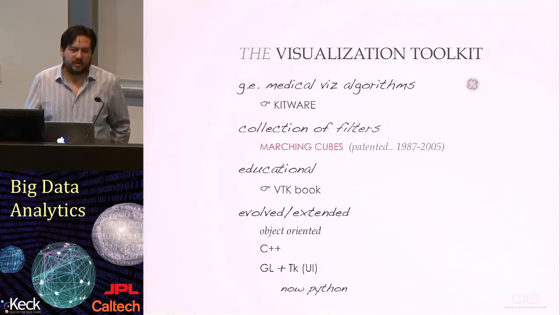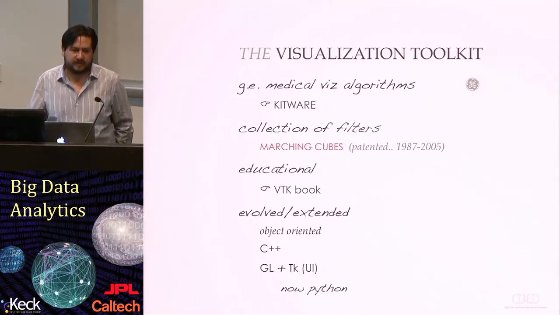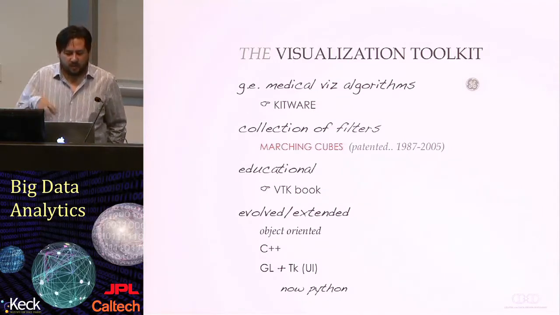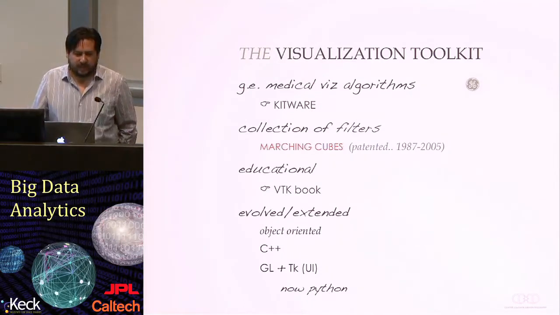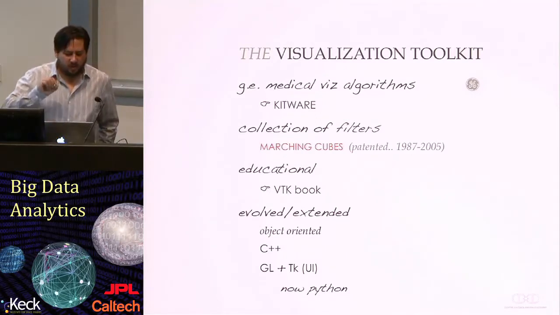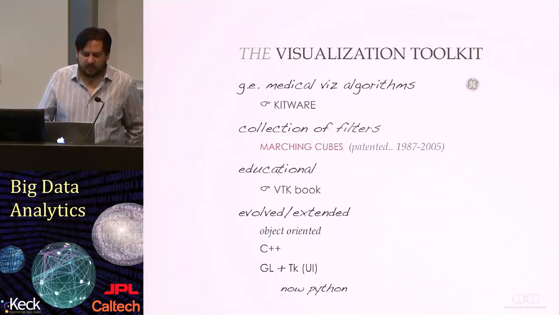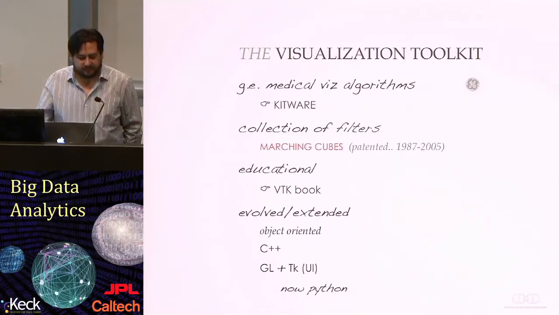VTK was originally developed as a series of medical algorithms for visualizing data from instruments that were being developed by GE. Eventually, the people that worked for this group spun off their own company called Kitware. They created many filters, many algorithms, one of which became very key to the scientific field, called marching cubes, which is the ability to create holeless isosurfaces in a volume. This actually held a patent until 2005.